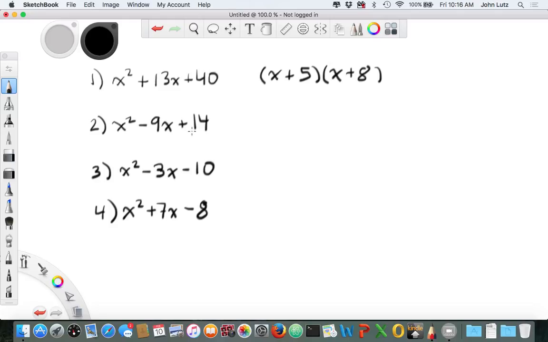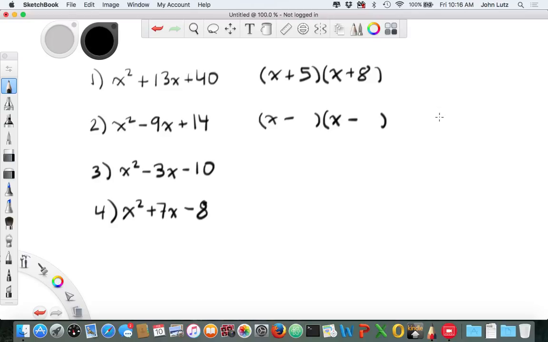Okay? Now the next one. Again, this is a plus, so they match, but this is a minus, so they're both going to be minuses. So I'm going to open my parentheses, and I'm going to start each one with x minus. Okay? So two numbers that are going to multiply to give me 14 and add to give me negative 9. That means they're both going to be negative.